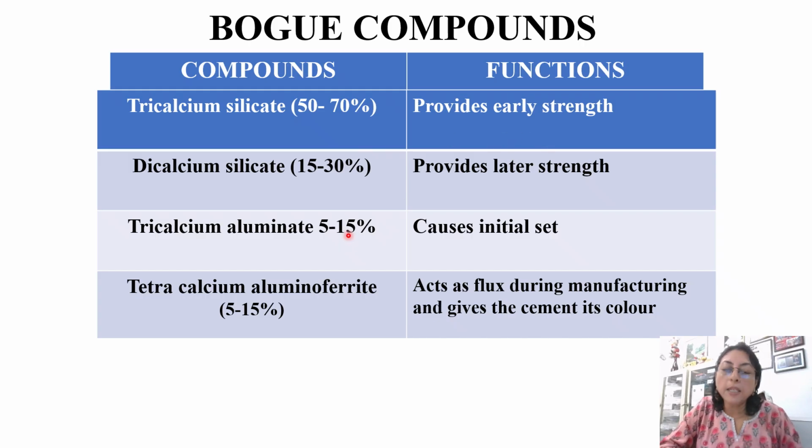The dicalcium silicate, which is to the tune of 15 to 30%, these are the Bogue compounds, they provide later strength. Tricalcium aluminate to the tune of 5 to 50% causes the initial set, and tetracalcium aluminoferrite between 5 to 15% acts as a flux during manufacturing and gives the cement its color.